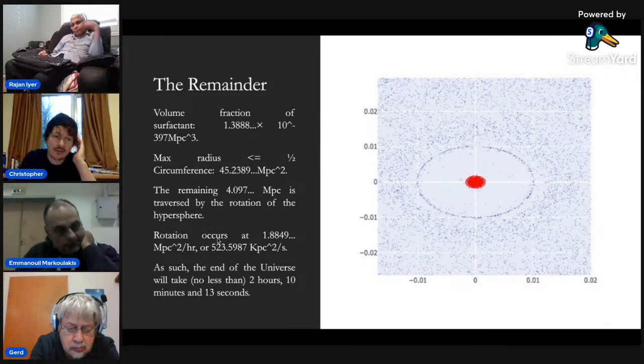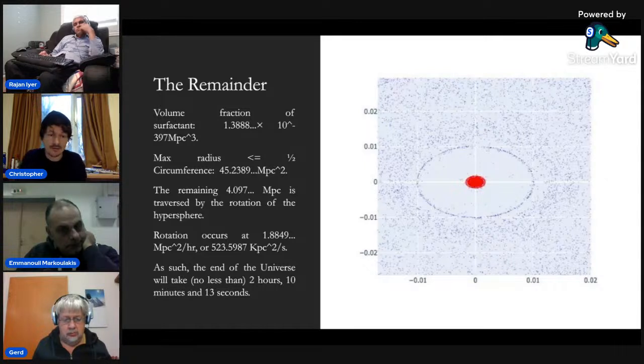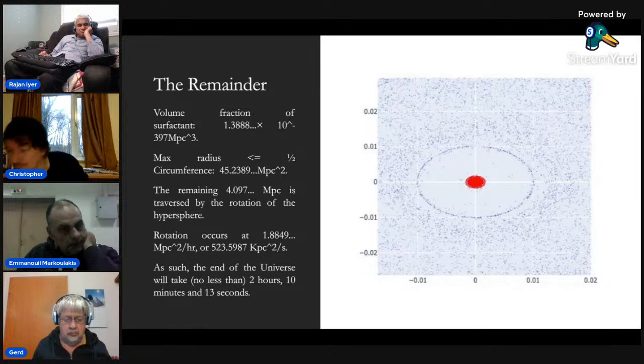So then we can determine the speed at which the rotation occurs, just through simple mathematical calculation. And from that, we can figure out the time it would take for the universe to end once this surfactant space is introduced. And according to that, it should be no less than 2 hours, 10 minutes, and 13 seconds, which is very, very fast, because ordinarily, well, maybe with the exception of the false vacuum, but even that would be relatively slow compared to this.